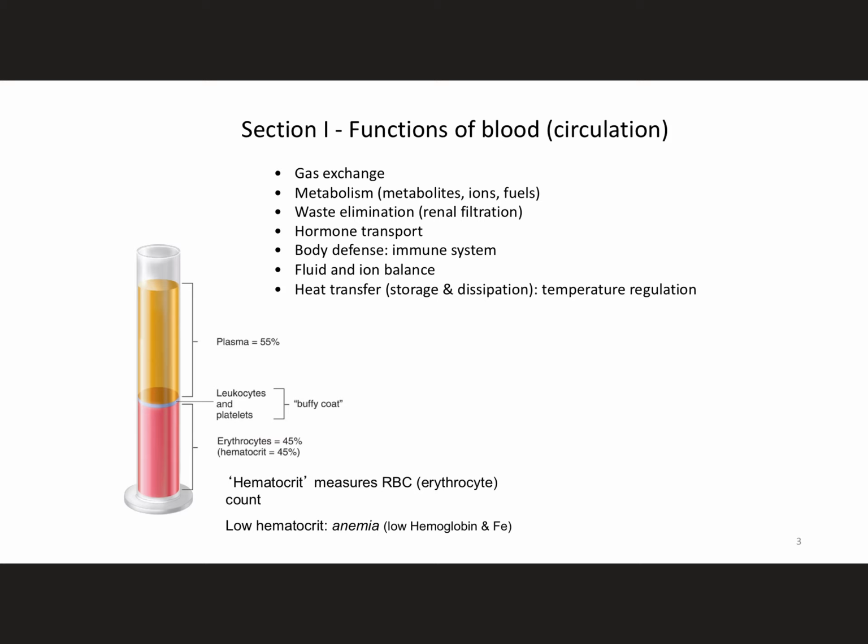First, let's look at the functions of blood, because blood is the fluid moved through the circulatory system. Blood plays a huge role in gas exchange of both oxygen and carbon dioxide. It plays a role in metabolism. It moves metabolites, ions, and fuel sources around the body. It plays a role in waste elimination. The kidneys filter blood in order to remove waste and other materials.